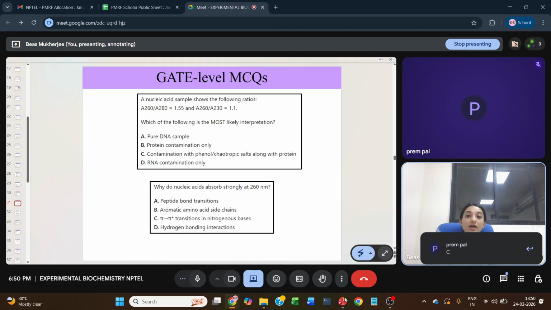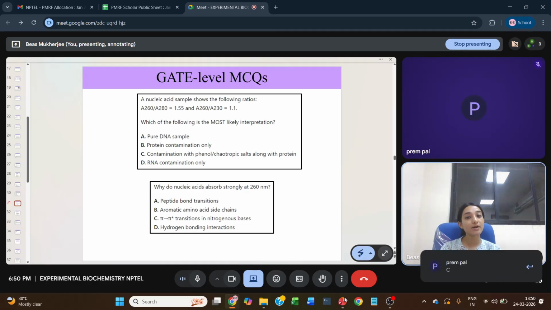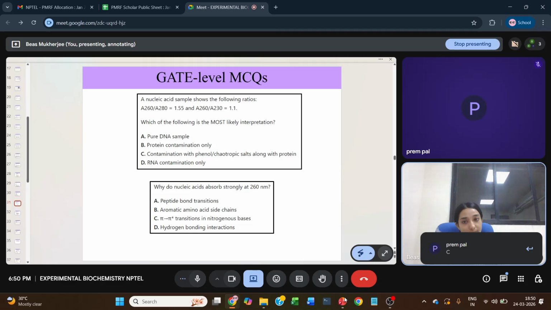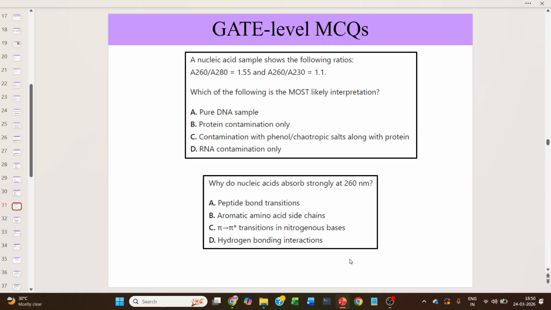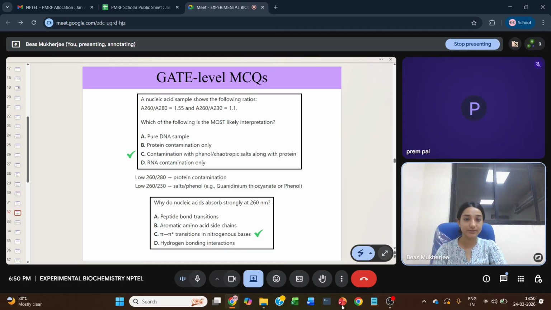C. Good. Now, why do nucleic acids absorb strongly at 260 nanometer? Peptide bond transitions, aromatic amino acid side chains, or pi-pi transitions in nitrogenous bases. C. Correct. So yes, the right answer is C for both.